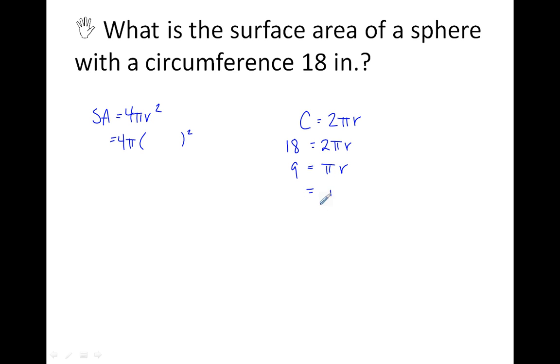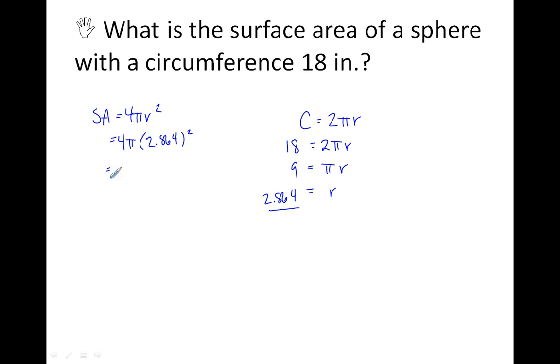Divide both sides by pi, so the radius is approximately, again this is not exact, but it's approximately 2.864. Alright, I'm going to put this over here, but I'm not going to clear my calculator. Instead, I'm going to take the really long decimal answer that I got for this, and I'm going to go ahead and square it, and then multiply that times 4 times pi, and I get an answer.